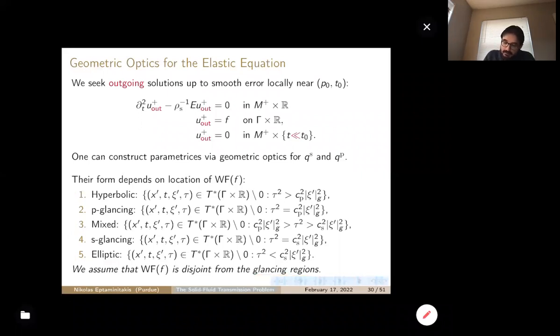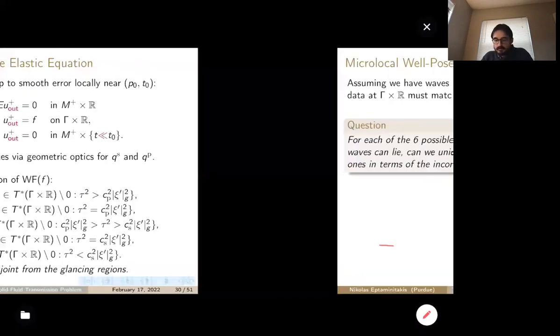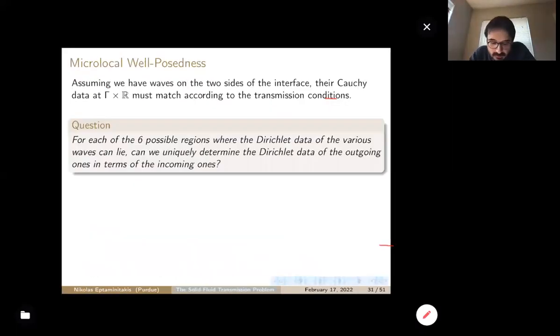Okay, so now what is our goal? So we have, as we said, waves on the two sides, and we have to make sure that the Cauchy data is going to match at the interface. The question we want to ask ourselves is, for each of the 6 possible regions, excluding all the glancing ones, if we can uniquely determine the Dirichlet data of the outgoing waves from the Dirichlet data of the incoming ones, because we saw that if we have the Dirichlet data, then we can construct the outgoing waves.